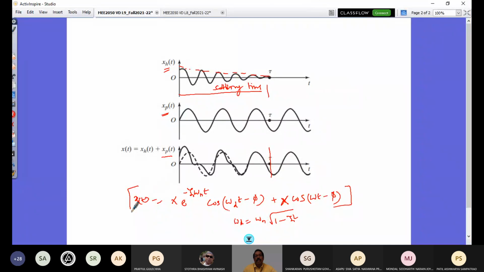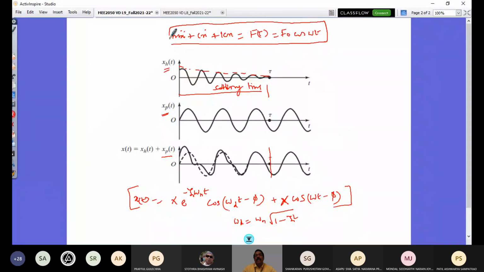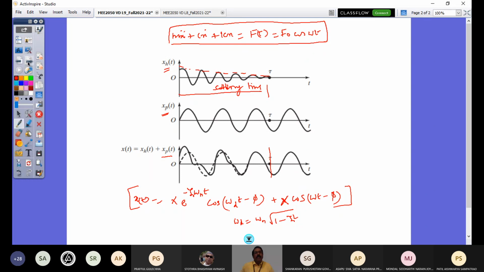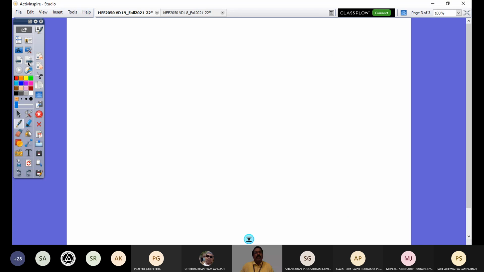This is the total response of the governing equation m x double dot plus c x dot plus k x equals f of t, which is equal to f naught cos omega t. This is your governing equation of forced vibration, and your total response would be given like this. This is to be always remembered. Now let's continue with two important aspects: the characterization of magnification factor and phase angle of force to response.